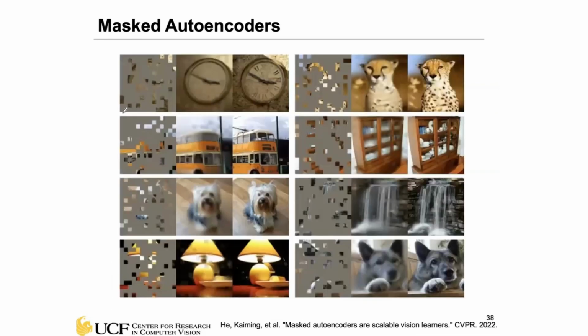Here are some examples of how many patches have been masked out. The center is the reconstructed image, and this is the ground truth. Based on these examples, this autoencoder approach is able to reconstruct the missing pieces to a decent degree. Some of the textures and colors are still preserved.